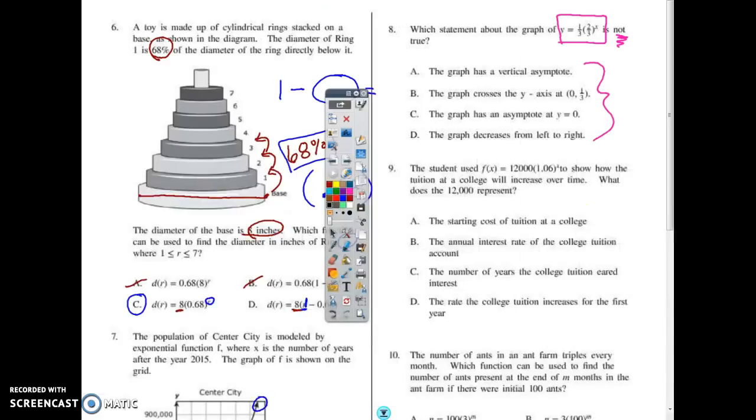So let's go look at our answers. A says that the graph has a vertical asymptote. No, it doesn't, right? And it's talking about which one is not true, so that one would be the answer. B says the graph crosses the y-axis at 0 and 1/3. Yes, that's the y-intercept. C says the graph has an asymptote at y equals 0. That's correct. We told you it was at y equals 0. And the graph is decreasing from left to right. That is also correct. So the only one that's not correct is A.